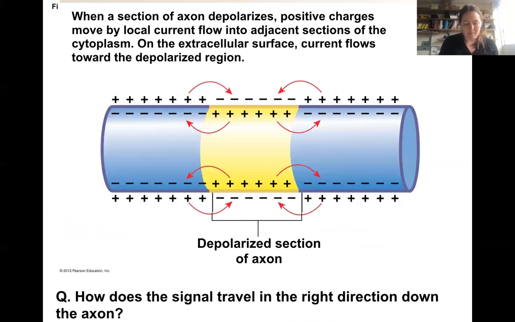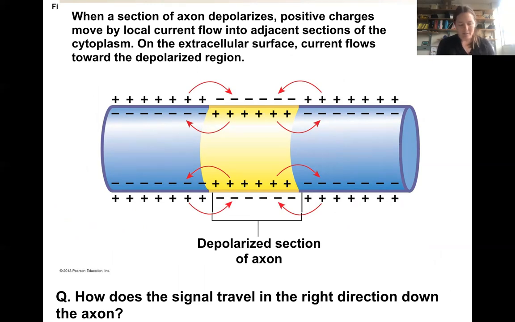Okay, so there's our action potential. And one thing that's interesting is when a section of axon depolarizes, there's nothing to prevent sodium from flowing in both directions along the axon. And so one question you might wonder is, how does the signal travel in the right direction? In other words, towards the presynaptic membrane at the axon terminal. And that goes back to these kind of refractory states for the voltage gated channels.